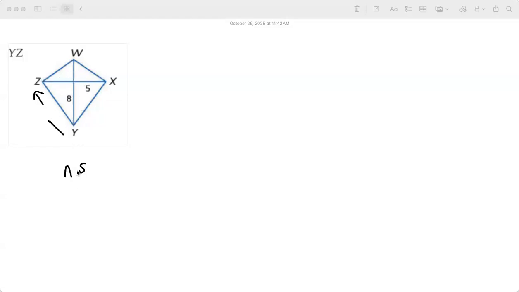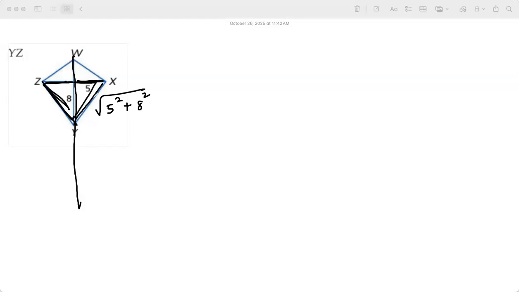I found the measure of YX using the Pythagorean theorem because you already had that labeled. And then shouldn't YX be congruent to YZ? Yes, that is correct. Remember that this is the same as this because the axis of symmetry diagonal bisects the other diagonal. But that's because these two are equal.